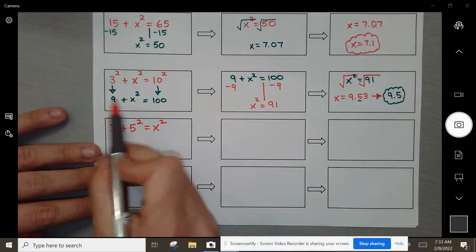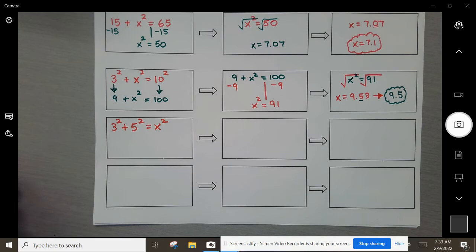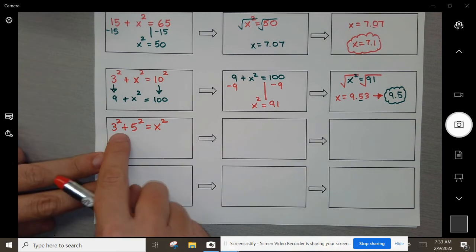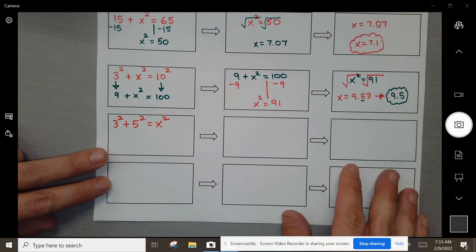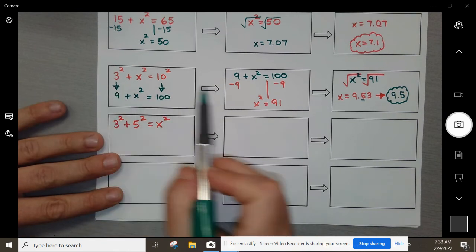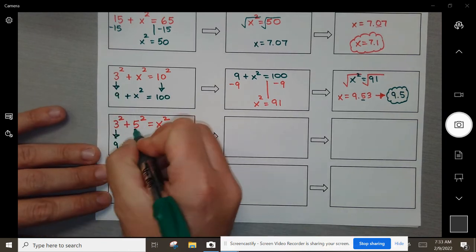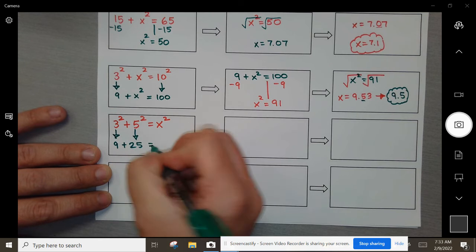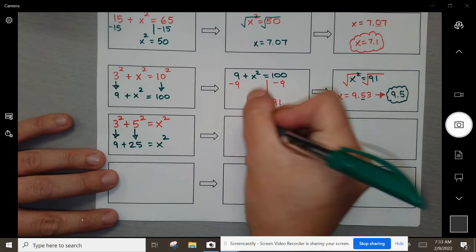First step, just like we did up here, why don't you go ahead and square those numbers for me? This next step, I really want you to write this out properly, making sure you know what to do. There's no constants needing to move over. Let me give you that clue, okay? So this is going to be 9. All right, 9 plus 25 equals x squared.